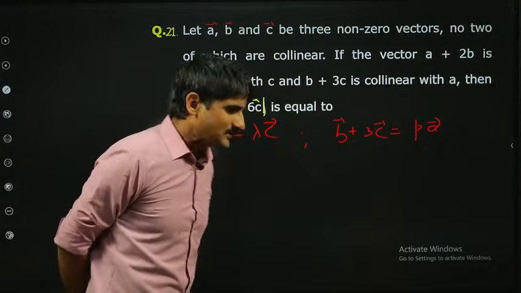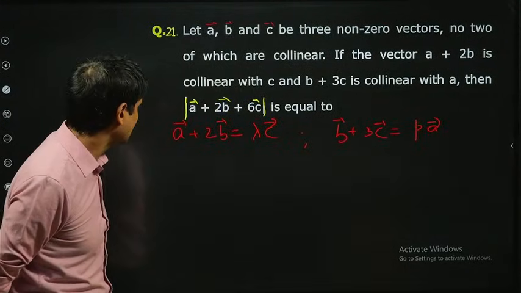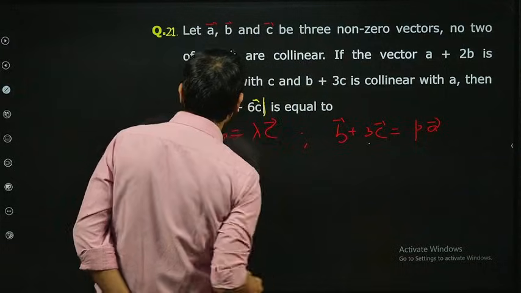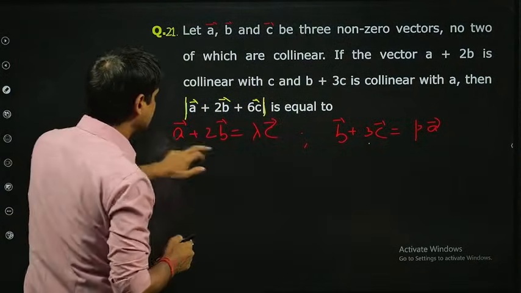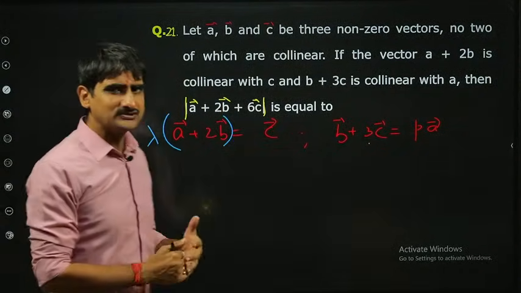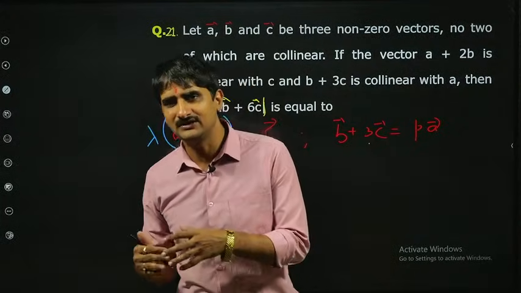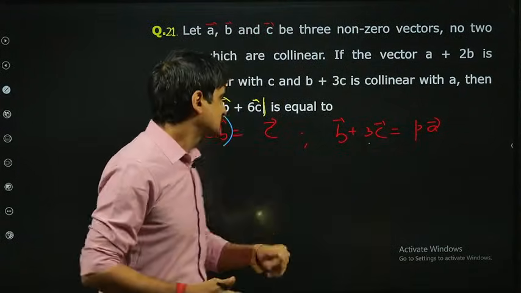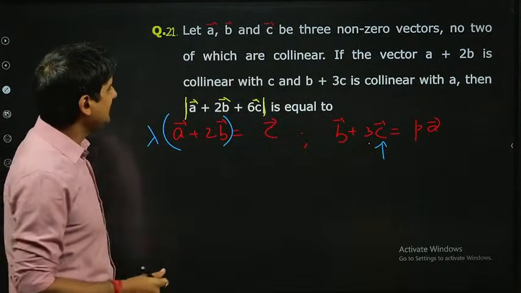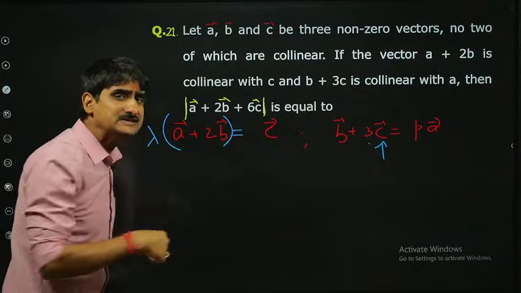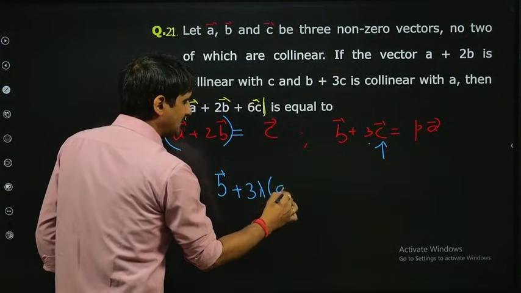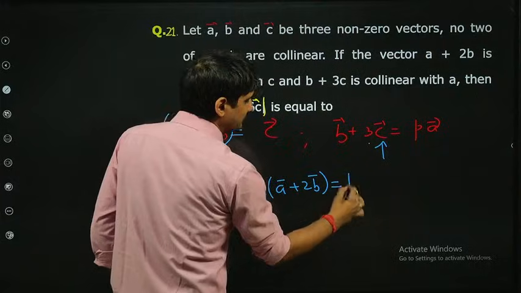See, I believe it's a simple question, isn't that? Most of you would have been able to solve it. Instead of lambda C, I could have written this as lambda. If A plus 2B and vector C are collinear, either you can write one as scalar times the other, that's your choice. Since I am thinking to put the value of vector C from the first relation, I use vector C as lambda times A plus 2B, and put this there. So 3 lambda times vector A plus vector 2B, and this is P times vector A.